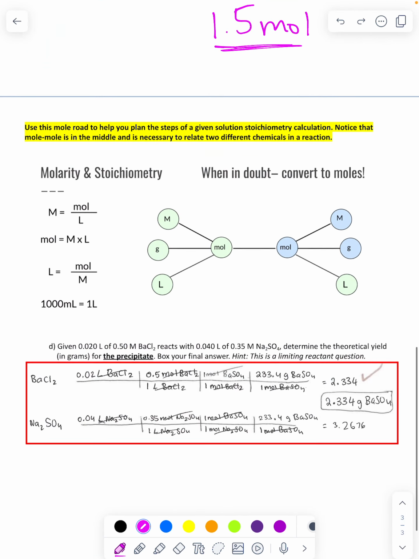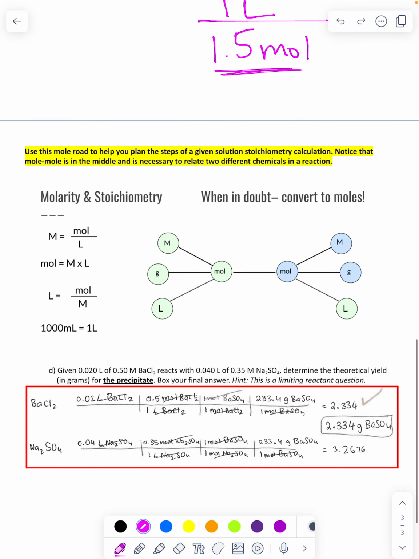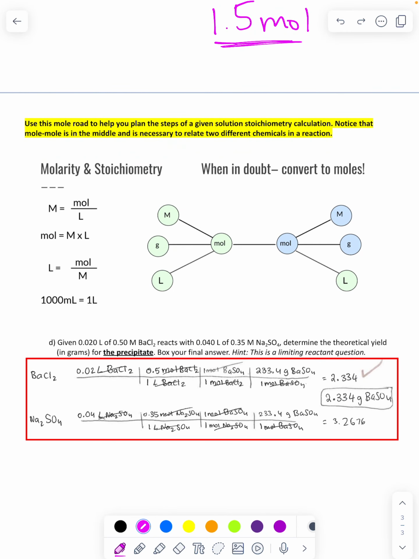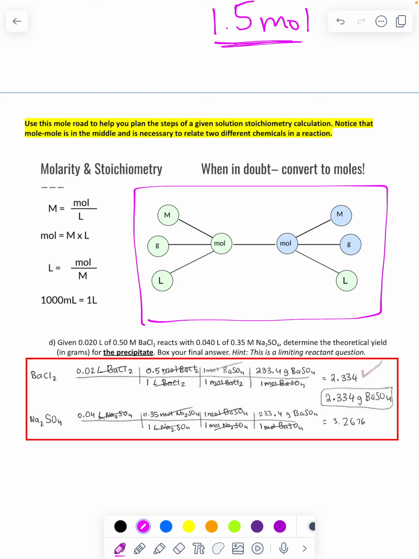Okay, and then finally, and this kind of relates to this problem too, some people were asking if there is a map for how I solve these problems. I think this might help you when you're planning a problem, because I did see many people going the wrong way in the mole road. I can address that when we talk about question D here, but let's say we solve and we have moles of one substance and we want to end up with liters of another substance.